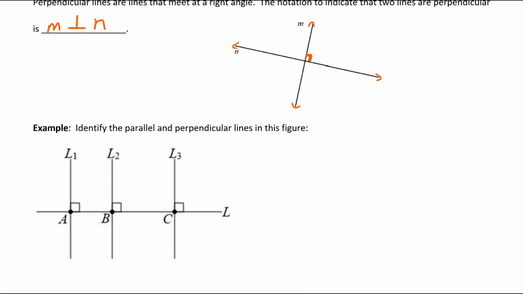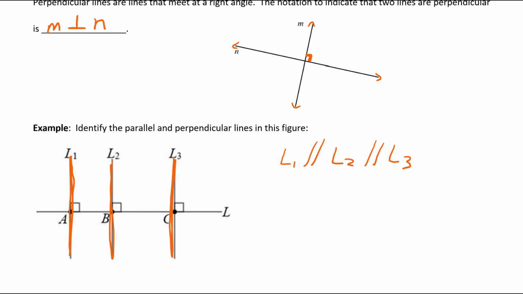Okay, for our next example, it says identify the parallel and perpendicular lines in this figure. We have four lines, line L, L1, L2, and L3. So we can identify that L1, L2, and L3 are all parallel. So we would write L1 is parallel to L2, which is parallel to L3. All three of these lines won't ever meet, and they're parallel to each other.